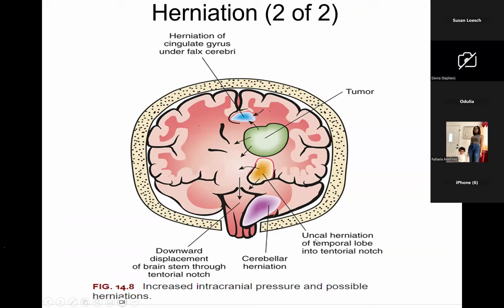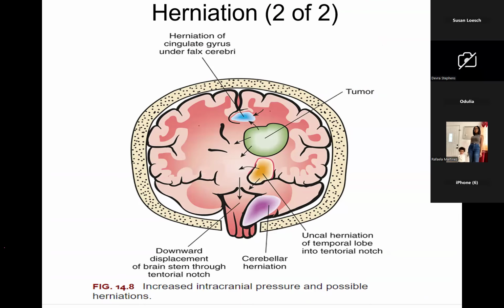So this picture is just showing you the different types of herniation that we just talked about, okay? And how it's affecting or where it's putting that pressure, so you can see what it looks like when it does that. Or where that pressure would be more, really, is what this is showing you, is where you would expect that to occur in the brain.